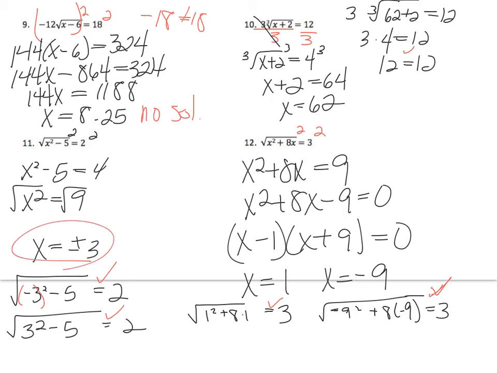-3 works out. And next, they're already isolated, square both sides, x squared plus 8x equals 9. Subtract 9 from both sides, go ahead and factor it, solve both sides, and I was nervous, one was positive, one was negative, so I went ahead and checked both of them, and they both work out. So your solution is both 1 and -9.